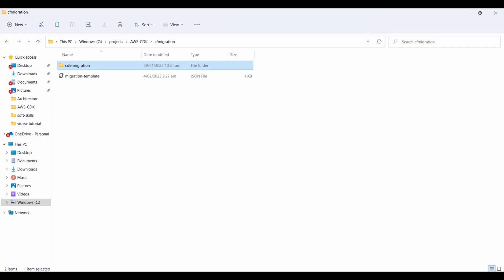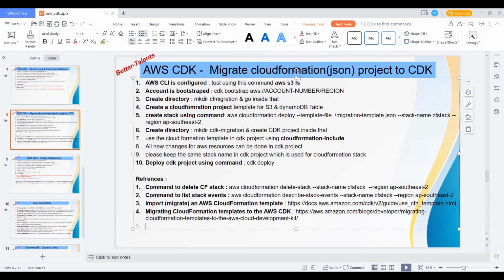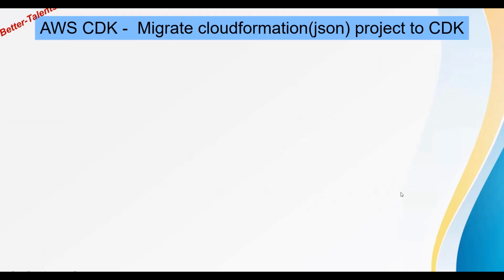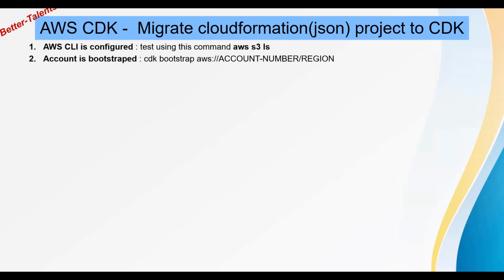Hello guys, today we're going to talk about how to migrate the CloudFormation project to AWS CDK. So this is today's topic, migrating a CloudFormation project to CDK. I will just show you a few steps. Make sure you have the CLI configured, your account is bootstrapped, and you create a directory like CF migration.